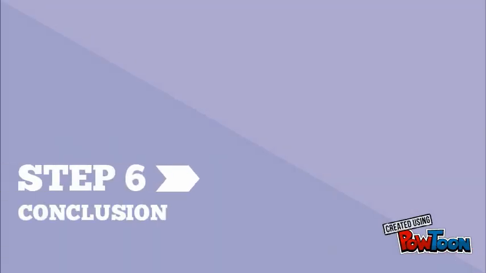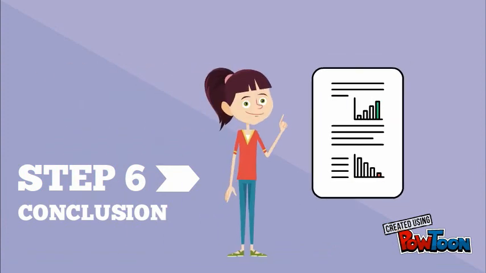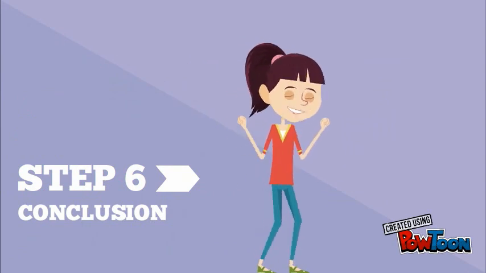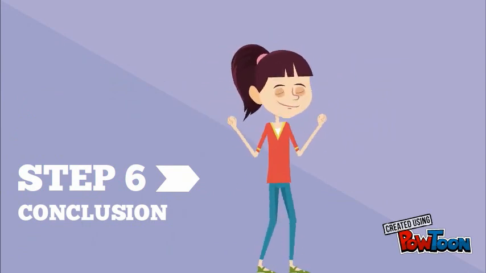Step 6 is the conclusion, the final step of the scientific method. Your conclusion is a synopsis or summary on what your experiment was and why you tested it. When writing it, make sure to include what variables you might add or change next time to further expand your project.